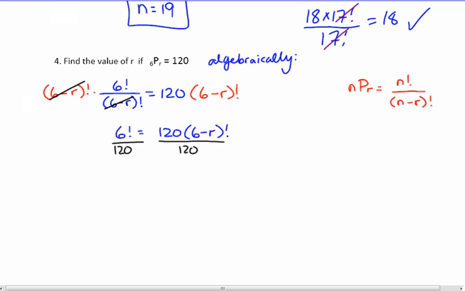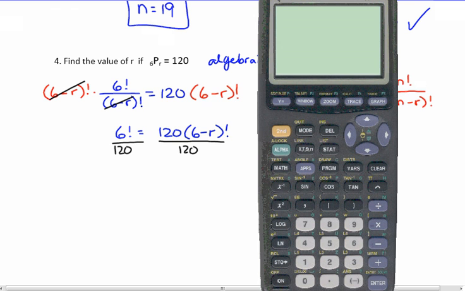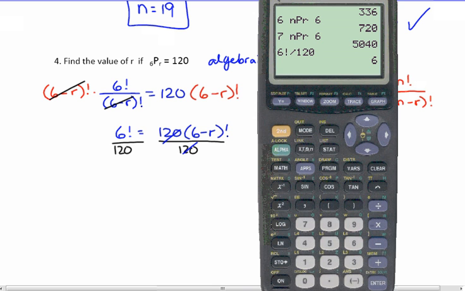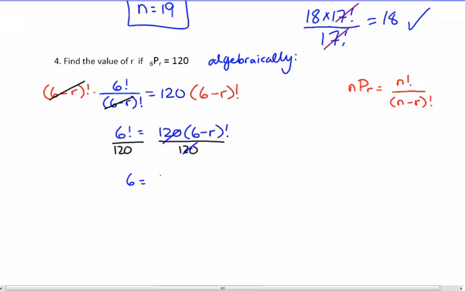Okay, 6 factorial divided by 120. Could we figure out what that equals? Yeah, grab your calculators. Type that in. What is 6 factorial divided by 120? So remember, 6, math, left arrow, number 4 is 6 factorial, and divide by 120. And we're left with 6 equals 6 minus r factorial. Okay, where do we go from here?